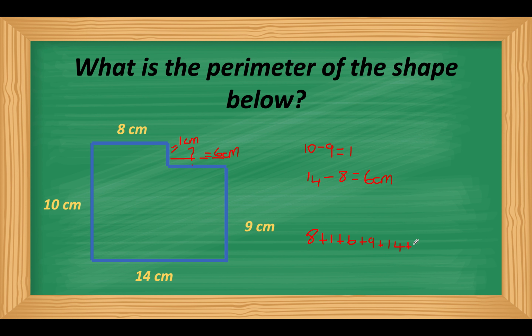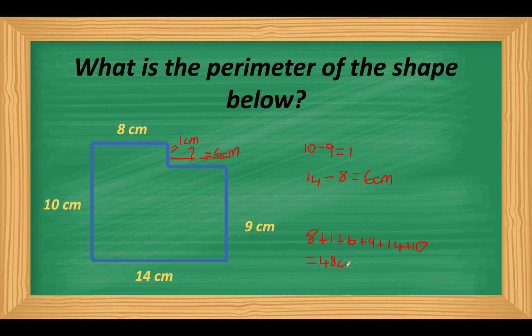And I want you to comment below what you got for your answer. I'm giving you some time to pause the video and comment below what you got for your answer. So let's see if we're on the same page. Alright, so in this case, our perimeter would have been 48 centimeters. Now I hope you got this correct.